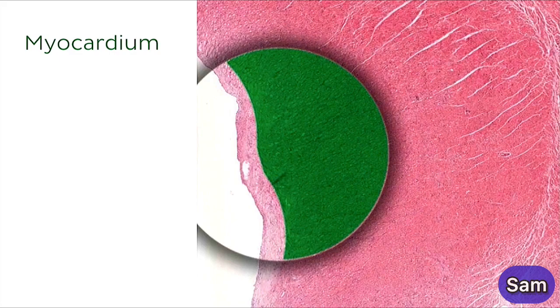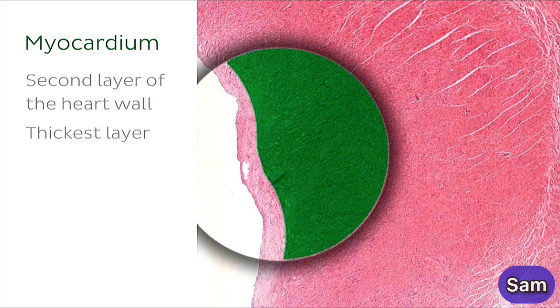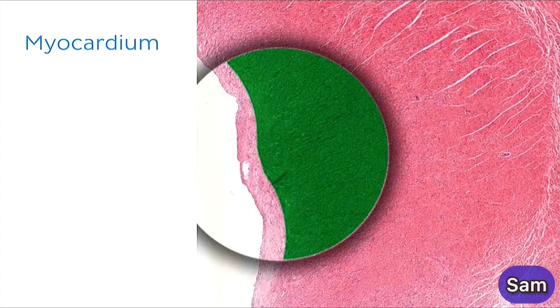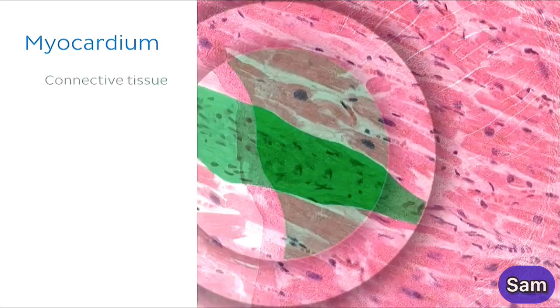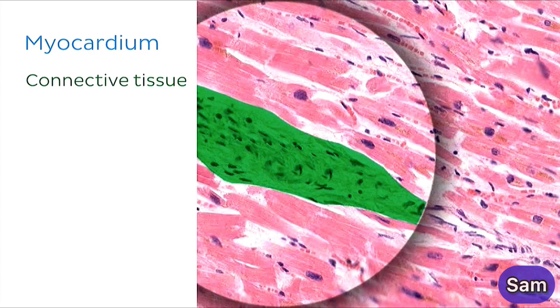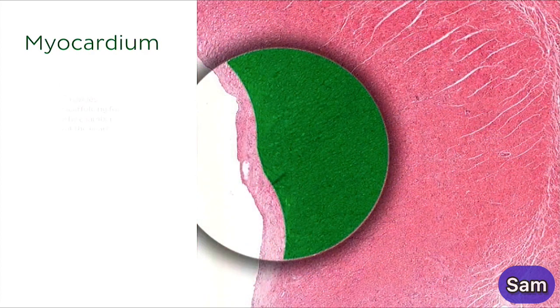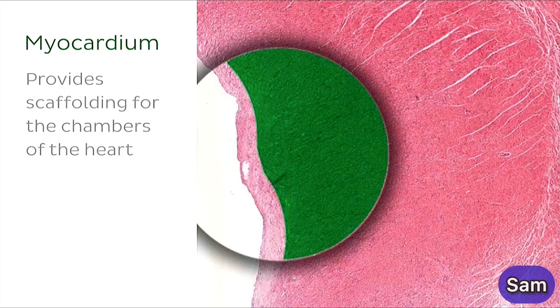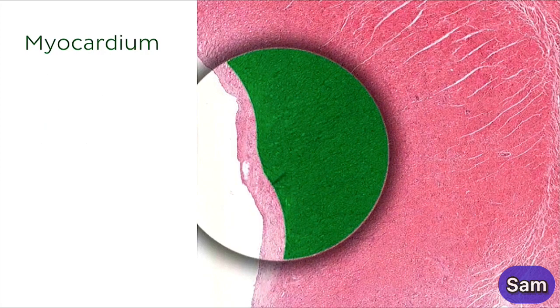The myocardium is the second layer of the heart wall. It's the thickest layer of the 3 layers of the heart and is made up of cardiac muscle, which we should now be getting familiar with. As we saw earlier, the fibres of the cardiac muscle are arranged into fascicles or bundles that are bound by connective tissue. The myocardium provides scaffolding for the chambers of the heart, assisting in contraction and relaxation of the cardiac walls, and resulting in the pumping of blood in and out of the chambers of the heart.